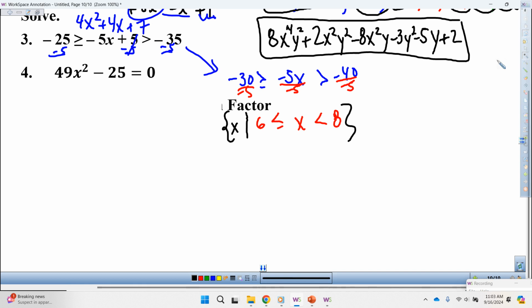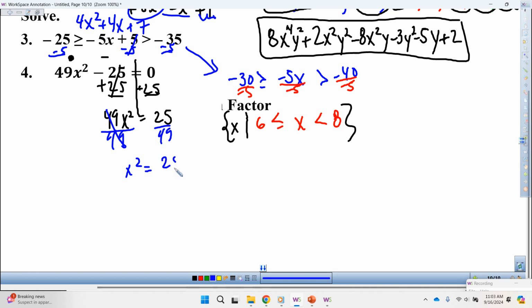We have an equation. To leave x by itself, we have multiplication and subtraction. Where do I start? What is the opposite of subtraction? Addition. So we do 25 to both sides. Hold on, don't copy it yet. Pay attention. 49x squared equals 25. So now, what is the opposite of multiplication? Division. So we divide by 49, divide by 49, and we end up with x squared equals 25 over 49. Are we there so far?